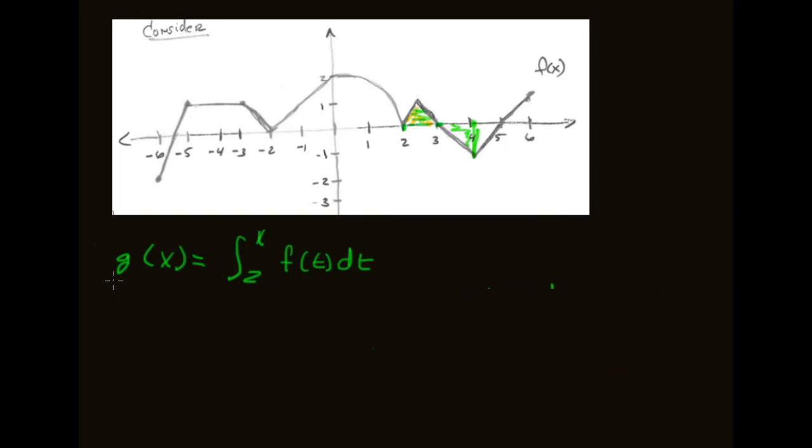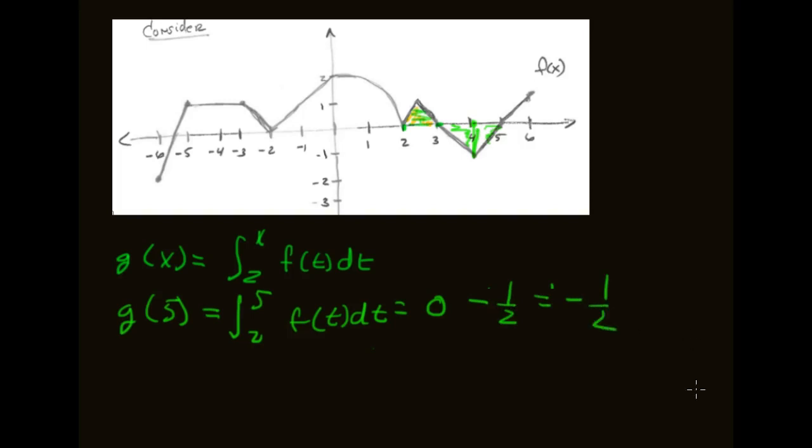Alright, so what about, well, we're on a roll. We did g of 4. Let's do g of 5, right? So what would g of 5 be? Well, that's the integral from 2 to 5 of f of t dt. I know from 2 to 4 is 0, right? And then I'm going to add another little triangle here that's below the line, so I'm going to subtract a half there.